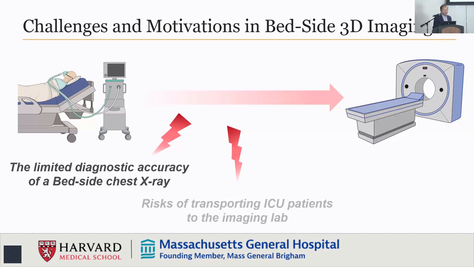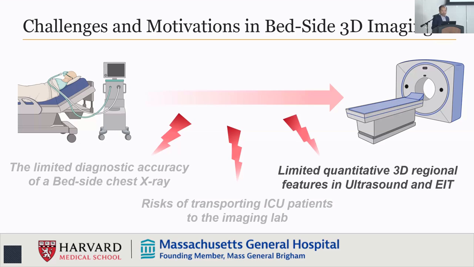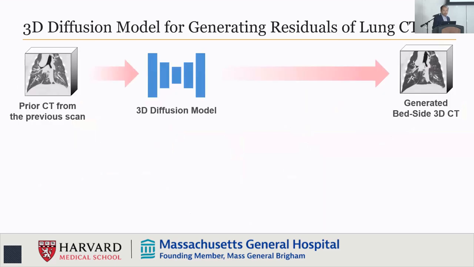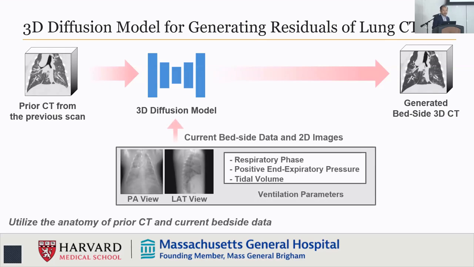The other way is that you can do it using X-ray, which is not optimal, or you can do it using ultrasound. Ultrasound is actually used a lot in the ICU. So what we try to do is check whether we can use a diffusion model to generate 3D CT from 2D X-rays in the emergency room.